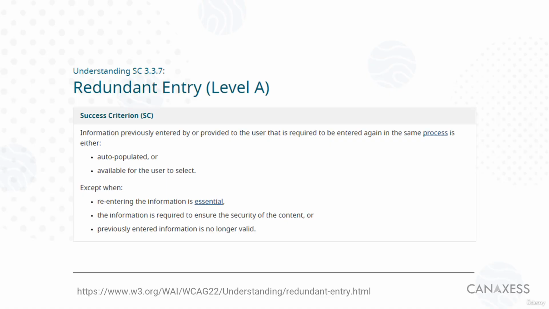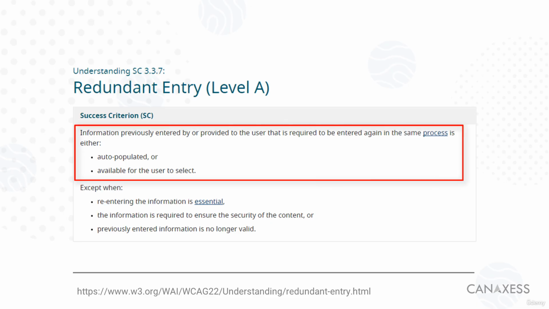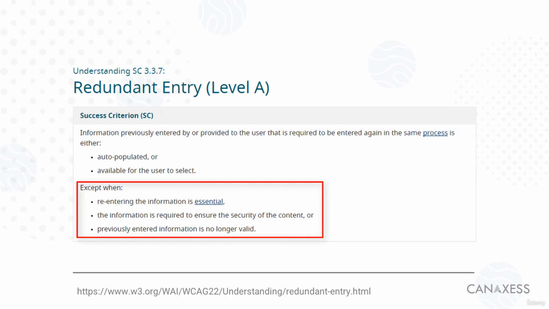3.3.7 Redundant Entry is a criterion supporting users with cognitive and memory impairments and mobility constraints. To pass, ensure information previously entered is auto-populated, or information is available for the user to select, and there's a few exceptions of when the criteria isn't applied. This is also a single A criterion.